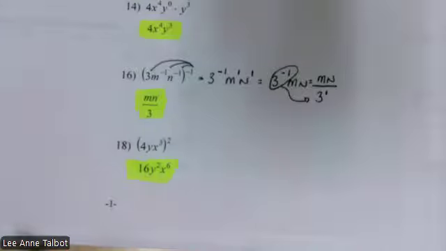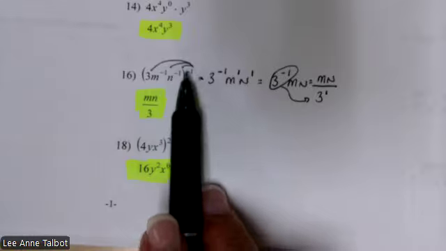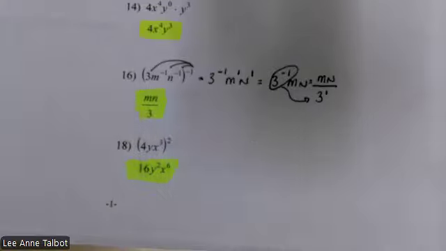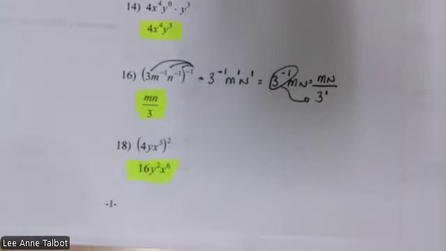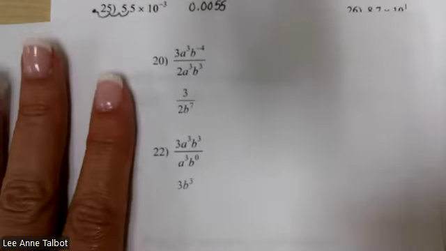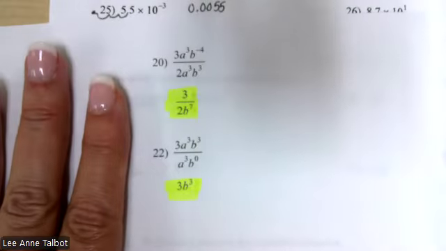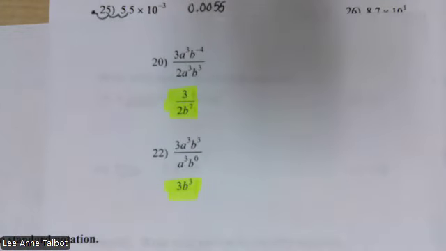Let me ask, would anyone be willing to say, did you forget to make the 3 to the -1 also if you got that one wrong? Yeah, I think that's the biggest mistake right there. Okay, moving to the back. Number 20 is 3 over 2b to the 7. 22 is 3b to the 3rd.